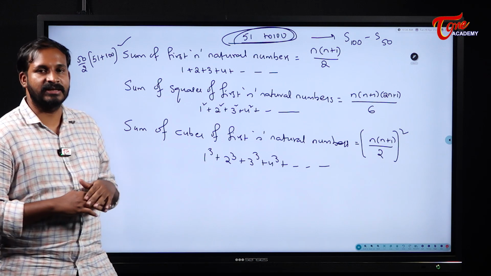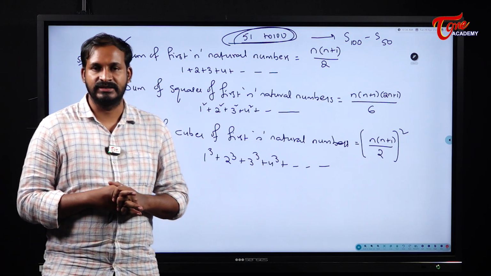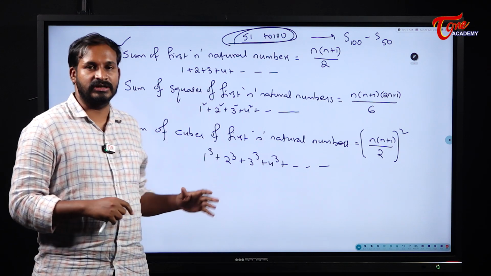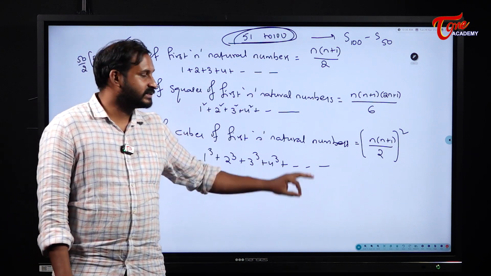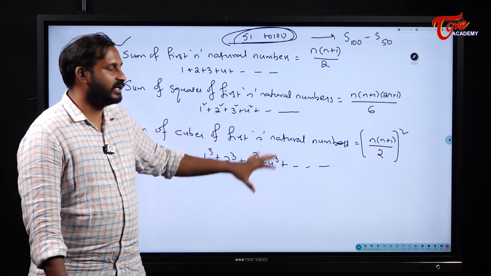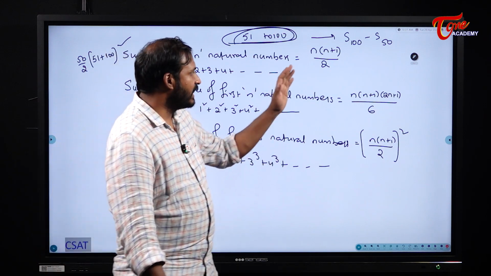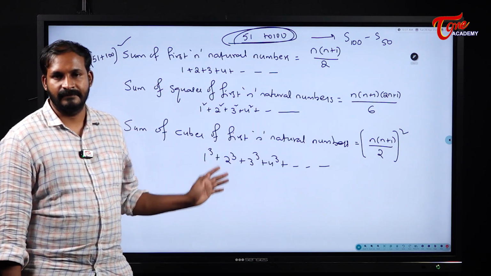Definitely we should know the sum of the first n natural numbers, the squares of n natural numbers and the cubes of n natural numbers. We don't know where we are going to use these concepts, but definitely they will ask something related to these things. One question will be framed related to this. So arithmetic progressions, you should have a general idea, and after that you should have this also.